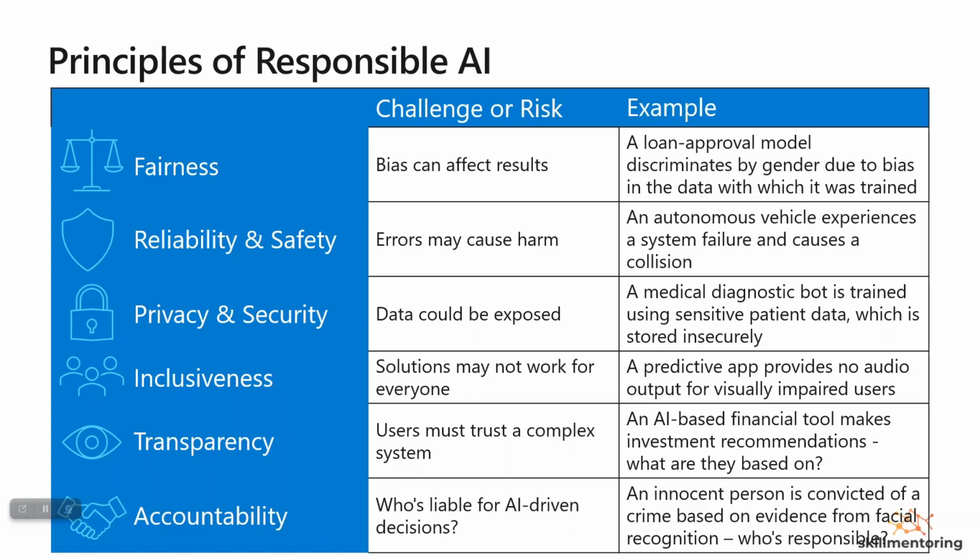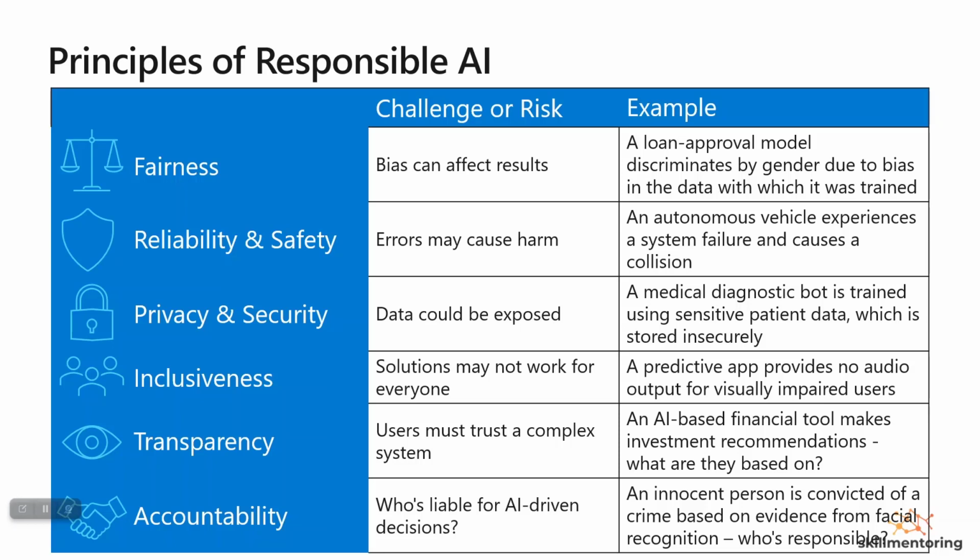Fourth is inclusiveness. This principle of responsible AI says that the solution may not work for everyone. Could be possible that the artificial intelligence solution is working good for people who have all the human capabilities of reading, writing, etc., but it may fail when there is no audio output for visually impaired users.